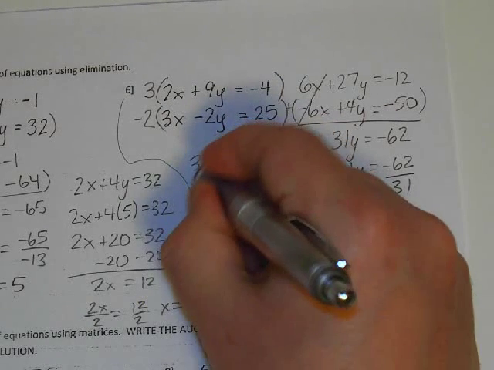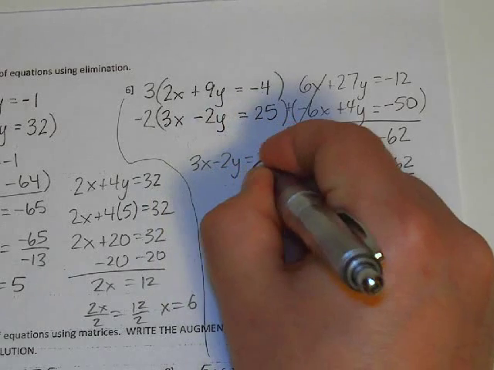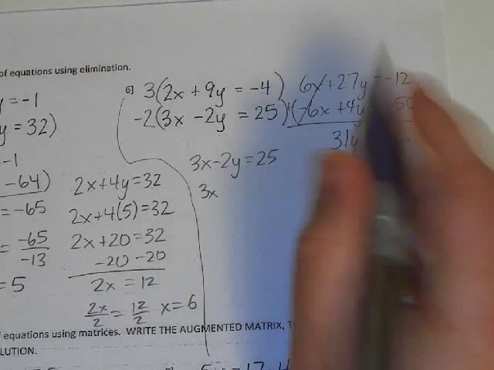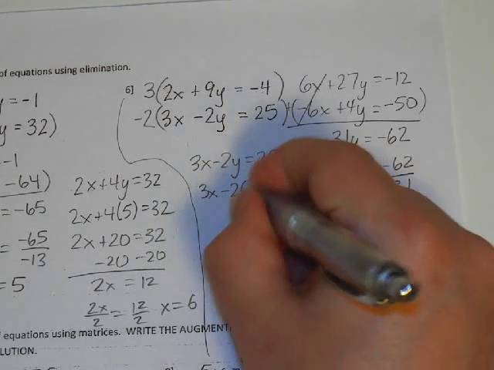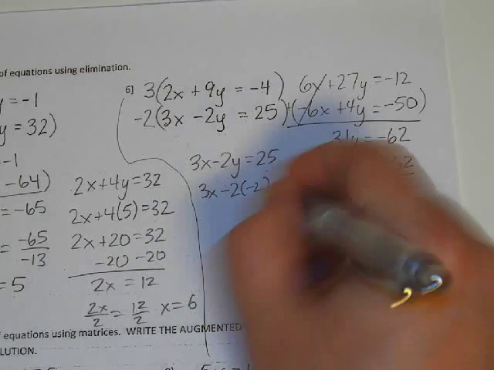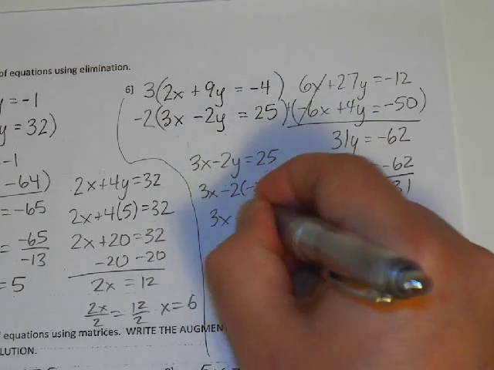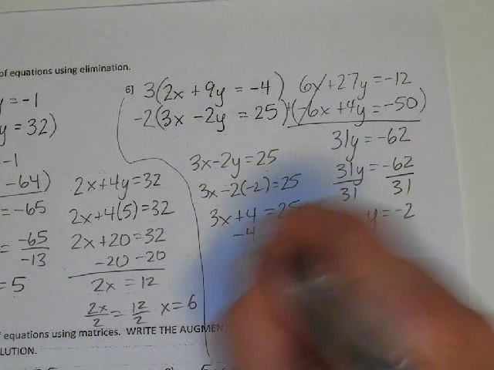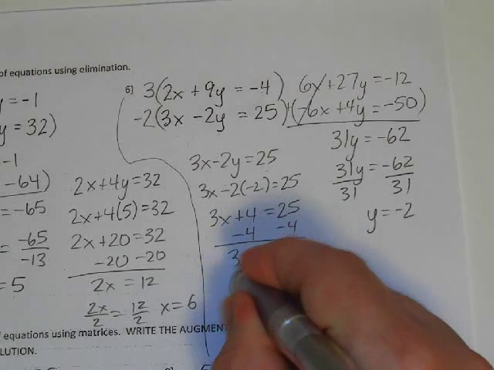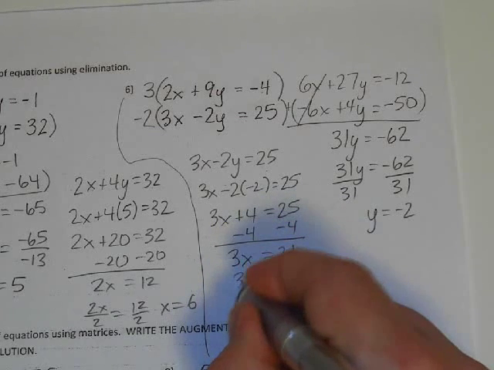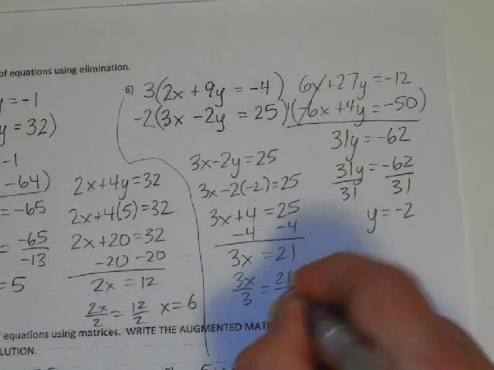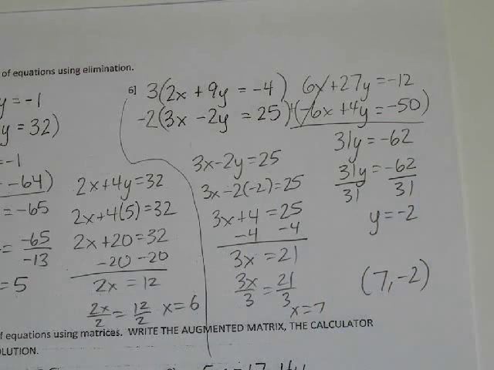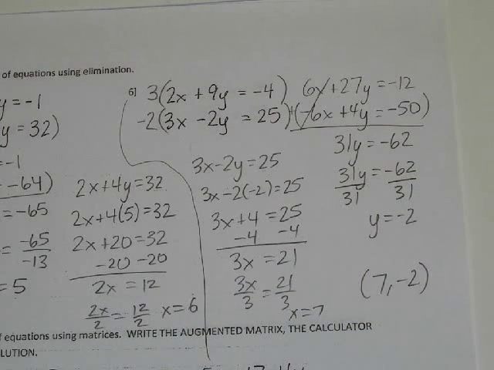So I pick an equation. I'm going to pick the bottom one. And I'm going to plug negative 2 in for y. Remember, this simplifies to positive 4. We get 3x equals 21. X is 7. So our solution would be 7, negative 2.